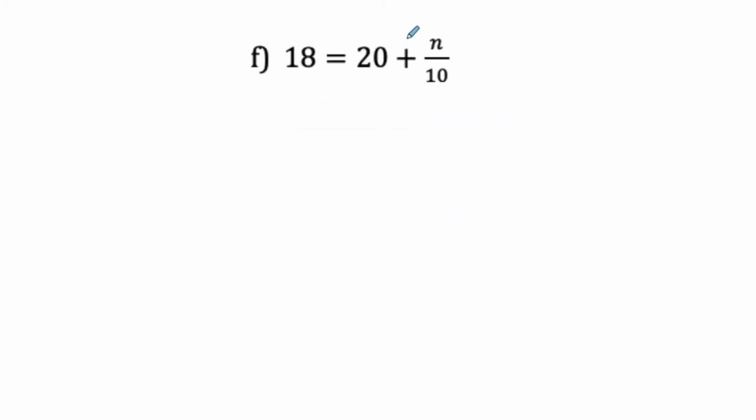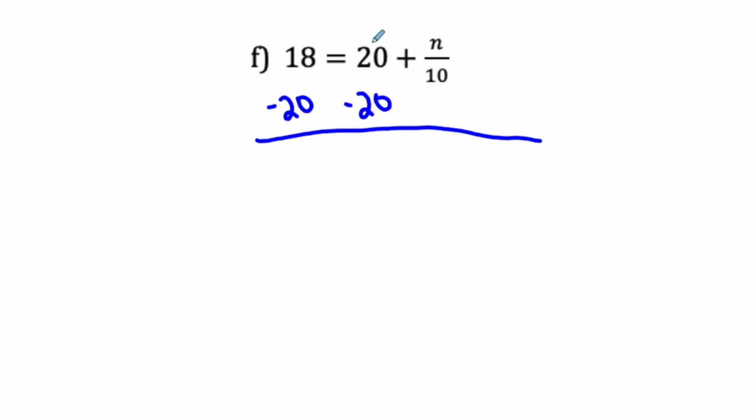Now, there are two more problems that are a little different. If we look at this here, they're a little bit different. So same process though, but it looks different. How do we move that 20? Well, it's being added. There's a positive there, so it's being added. So we need to subtract 20 from both sides.